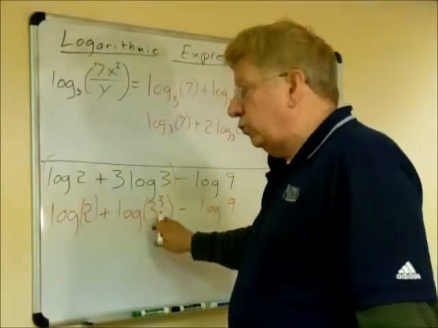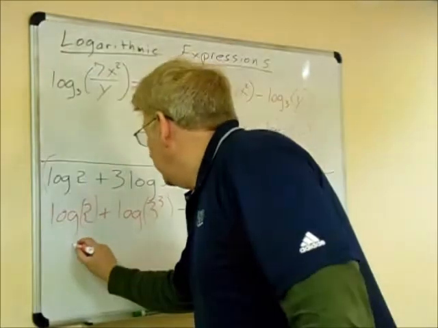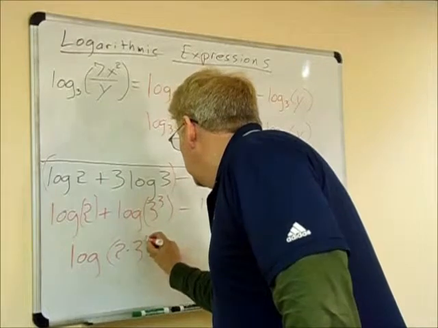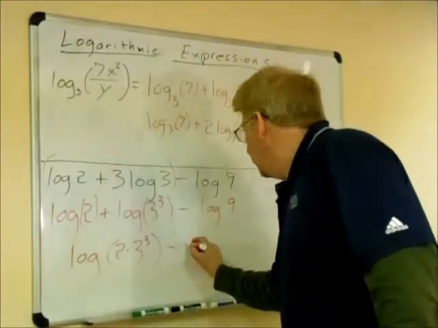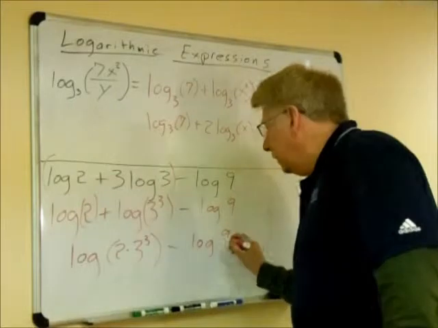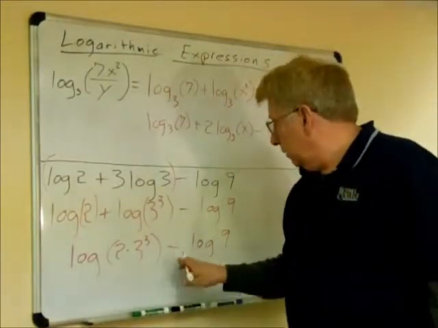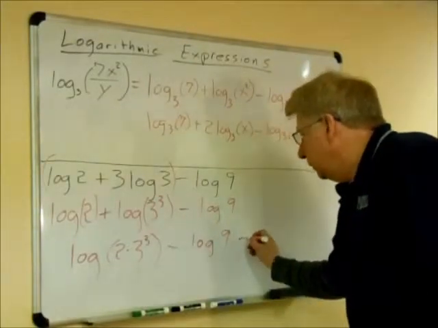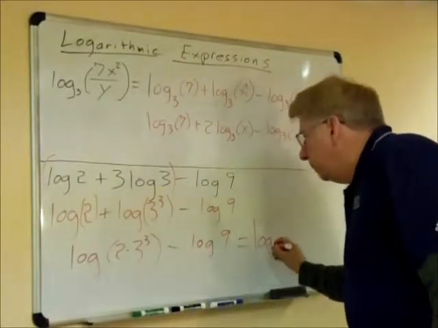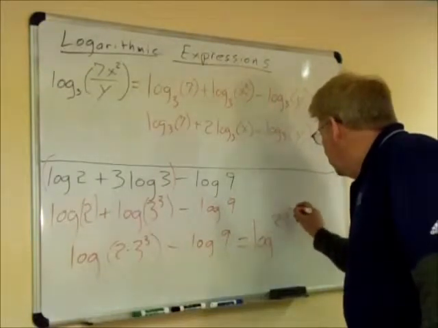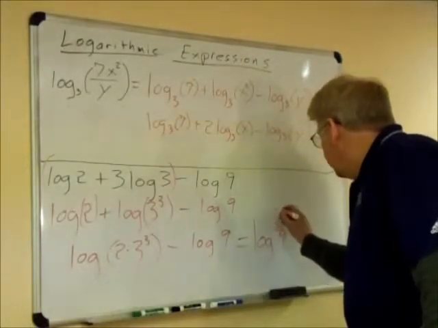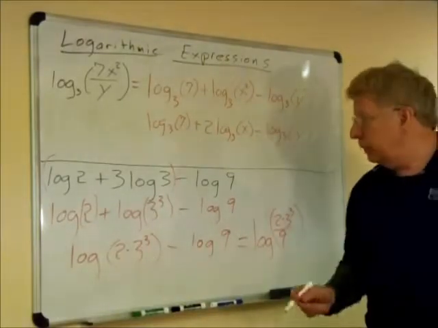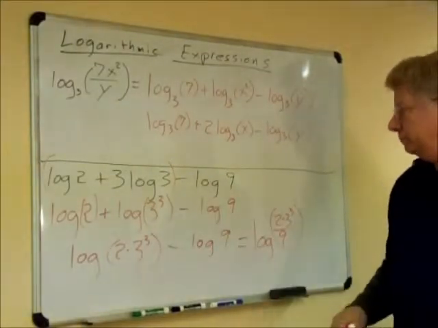Alright, now I'm adding these two so I can make that a product. So I end up with a log of 2 times 3 cubed minus log of 9. Alright, now I've got this subtraction. I can make that into a division. So what I end up with there is the log of 2 times 3 cubed divided by 9. And that's the condensed expression for this.